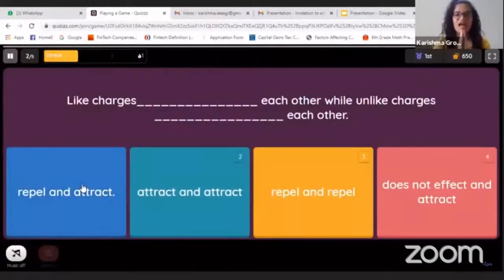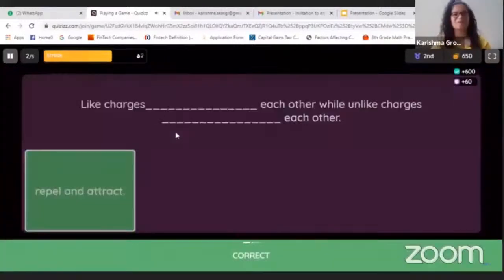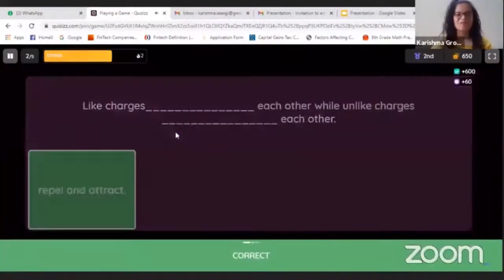Like charges dash each other, while unlike charges dash each other. Like charges repel, and unlike charges attract. So do we have repel and attract? Good job.